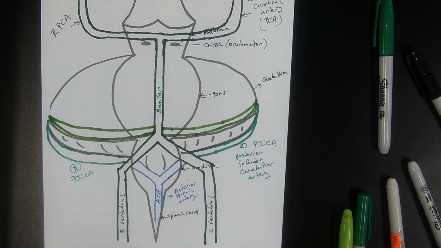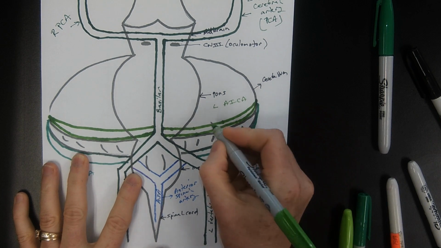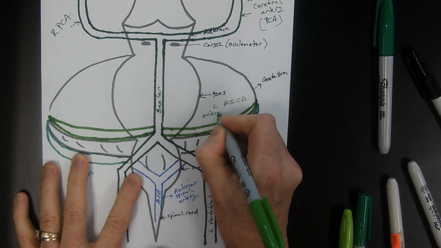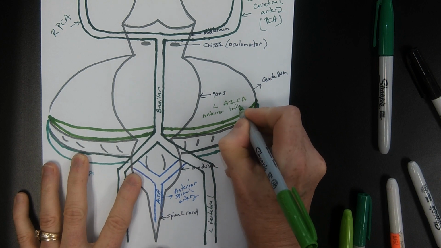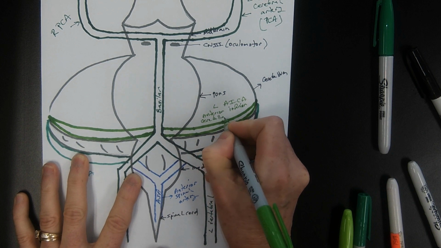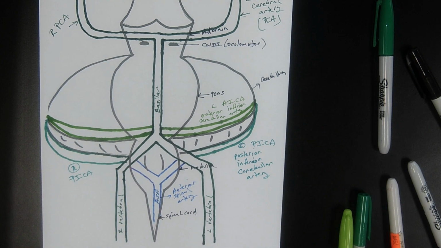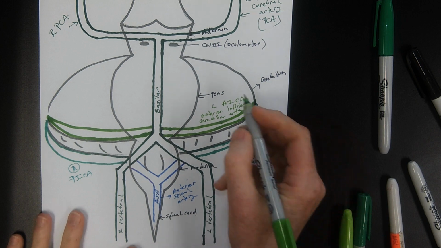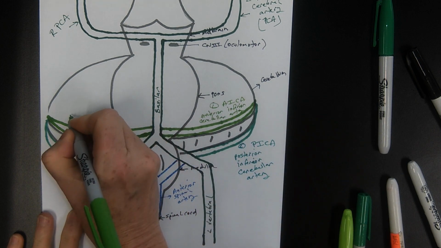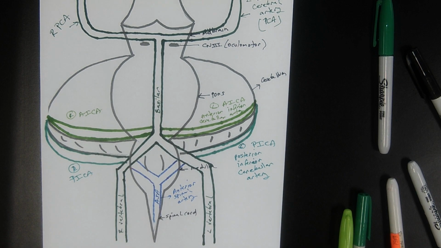So this is left AICA, A-I-C-A. So it's anterior inferior cerebellar artery. So your anterior inferior cerebellar artery. There's one on the left side, and then there's one on the right side. Okay, and AICA's the first one that we've seen come off the basilar. Both PICA and ASA come off the vertebral.